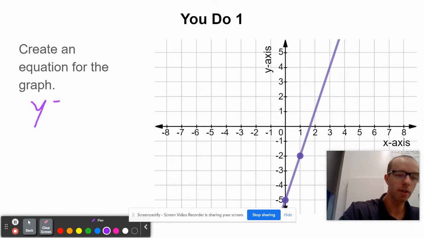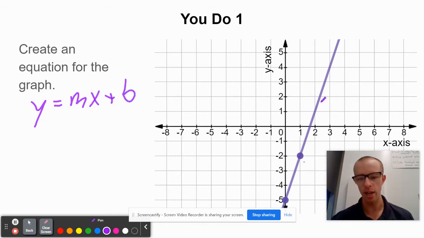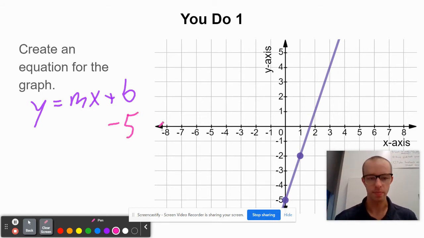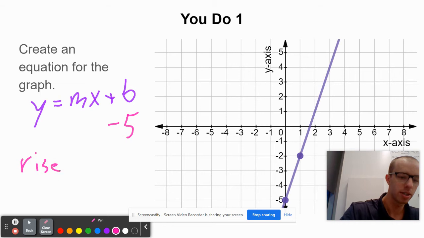All right, so we know we have our linear equation, y equals mx plus b. This is a linear function because it's a straight line. First thing, I need to find, where do I intersect the y-axis? Here I can see that's at -5, right? If I go to the y-axis, that's at -5. So I know that the b is going to be -5. All right, the y-intercept.